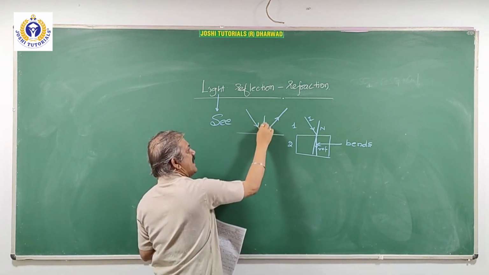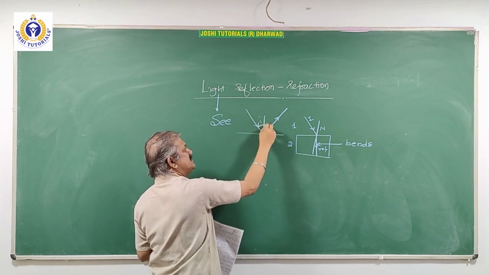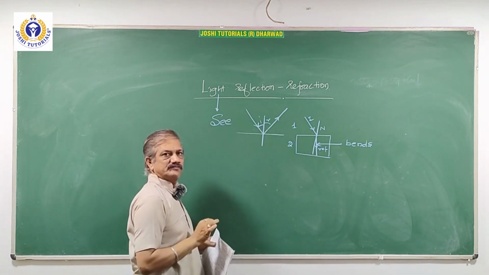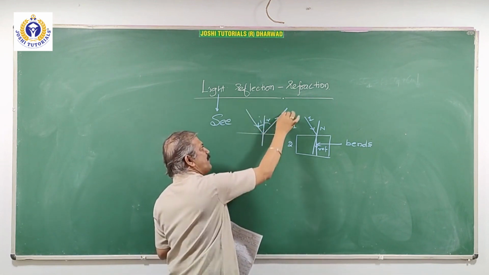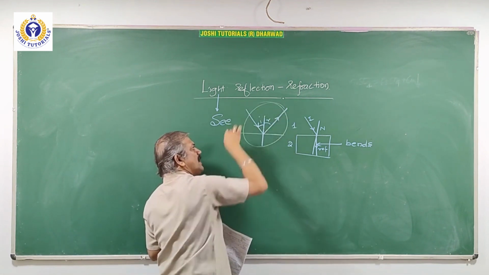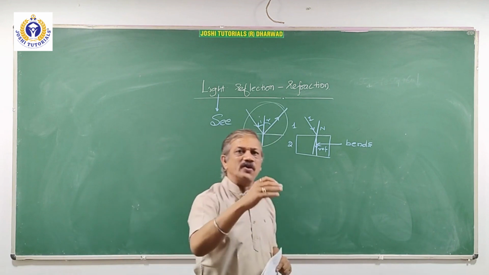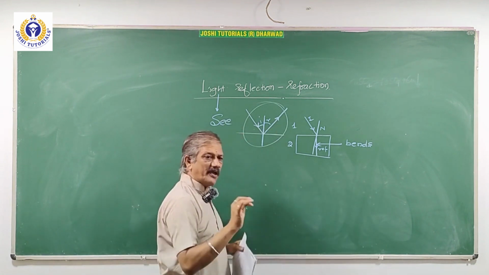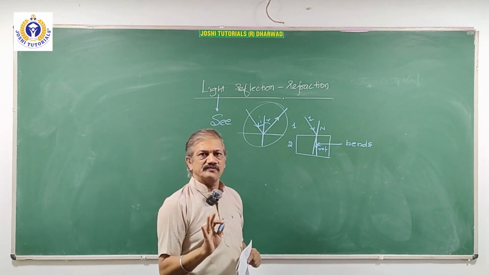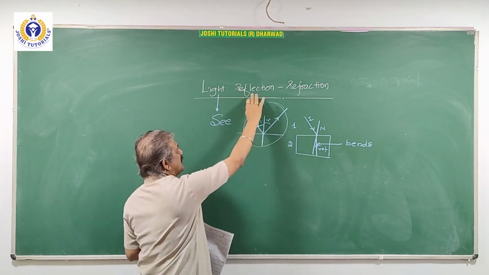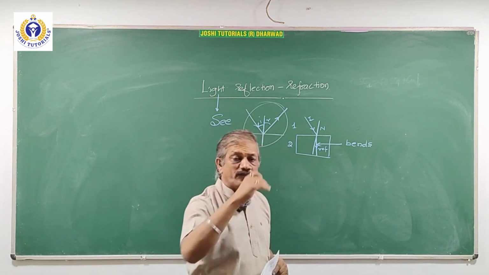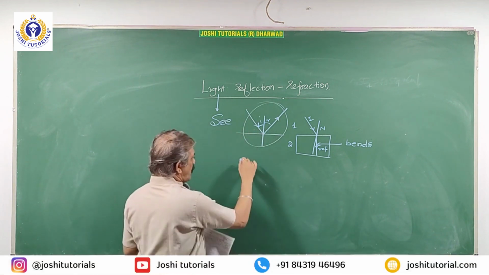Here are the rules: angle of incidence and angle of reflection are both the same. Incident ray, reflected ray and normal all lie in the same plane. You know it. I am going to cover many important things in this chapter. In reflection, we are going to study convex mirror.